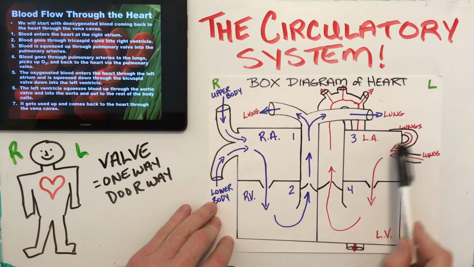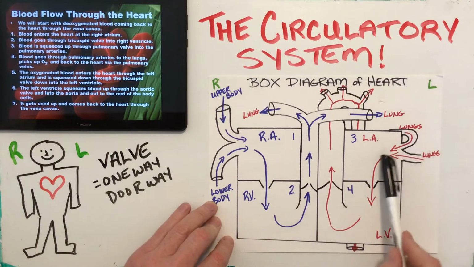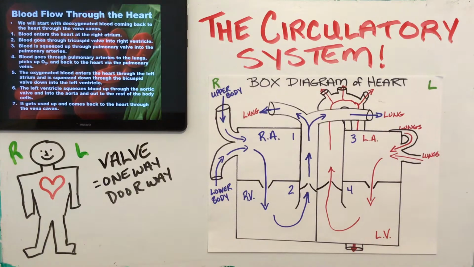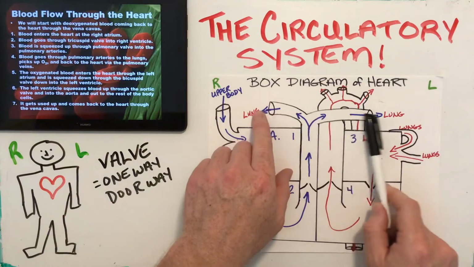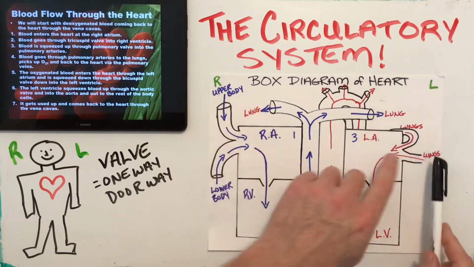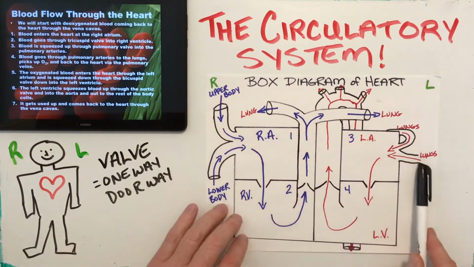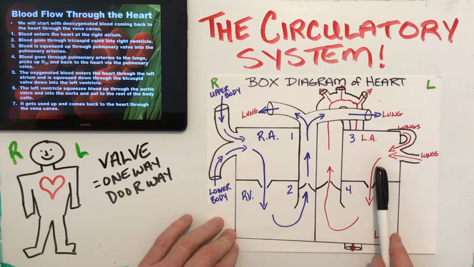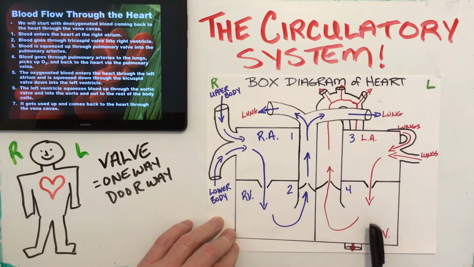So blood returns to the heart full of oxygen through the pulmonary veins. Pulmonary means lungs. Pulmonary artery, away to the lungs. Pulmonary veins, returning from the lungs. It enters now the left atrium, the top room on the left side of the heart, and gets squeezed downward into the left ventricle by passing through the bicuspid valve.